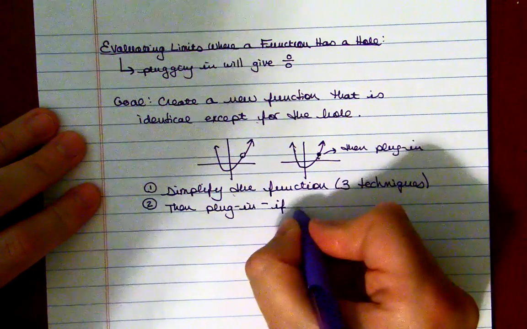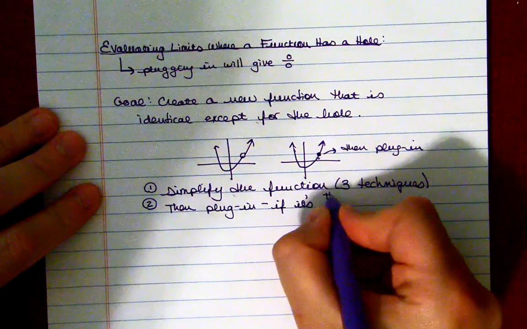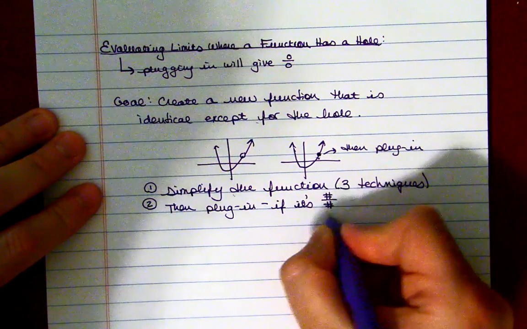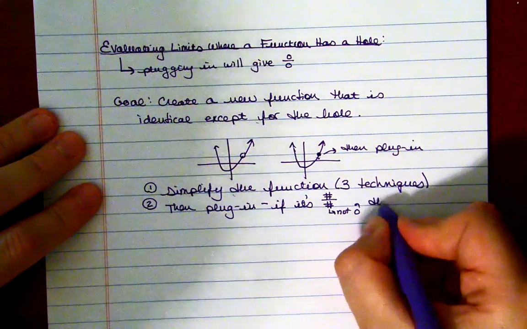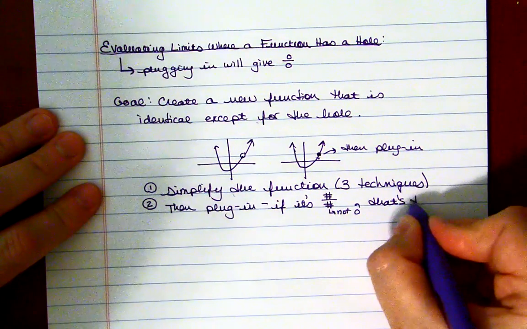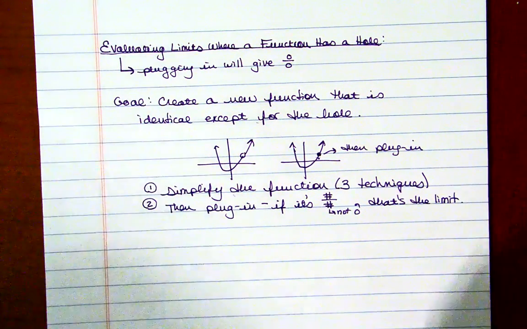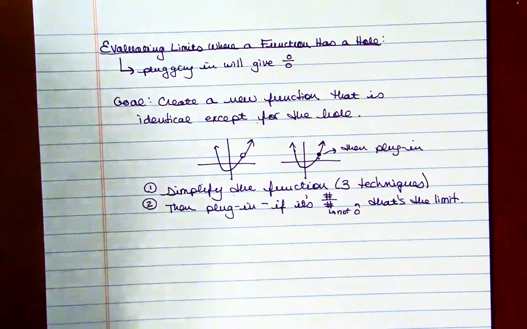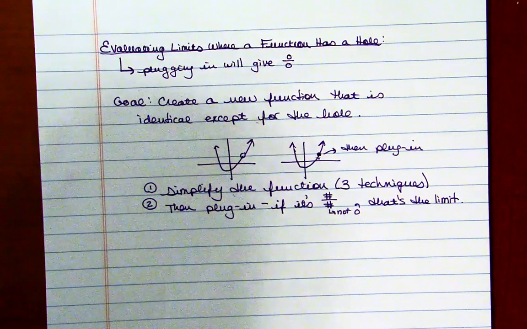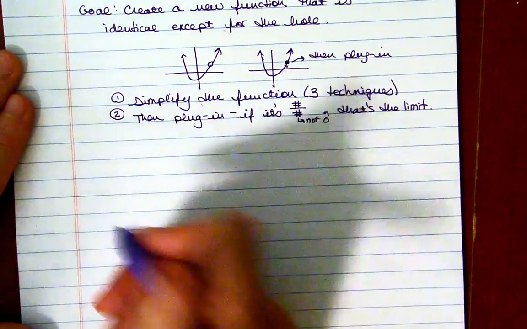If we then get something in the form some number over some other number that's not 0, whatever we get is our limit. So I'm going to need to do some simplifying, and I'll show you again 3 different methods for dealing with that. Then we'll plug into our simplified version. As long as I don't get a 0 in my denominator, that number I get will be my limit.